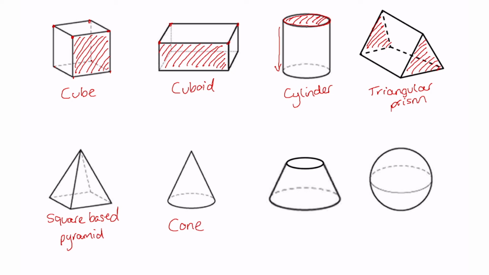The next shape is a cone, except it's had the top section removed. This is called a frustum. And finally, the last shape is a sphere.